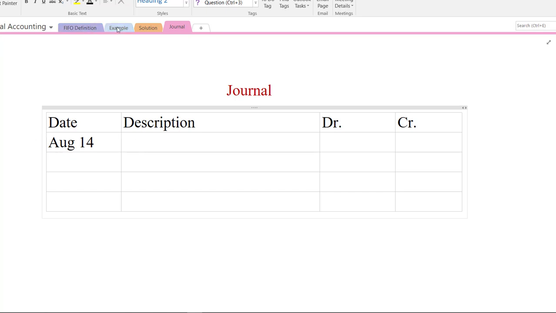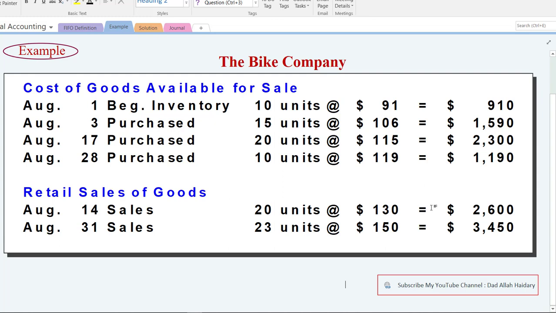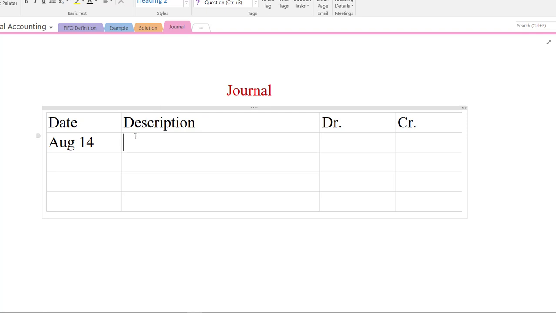On August 14, students, we have sales where 20 units are sold with the price of 130. 20 multiplied by 130 is equal to 2600. Now I'm going to write it here: when there is sales, what has the business received? Business has received cash.